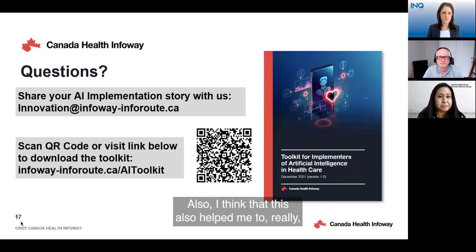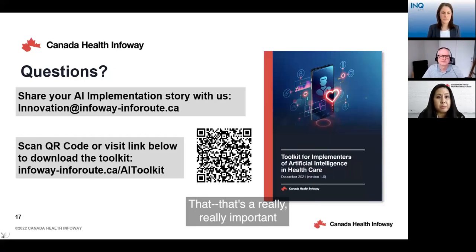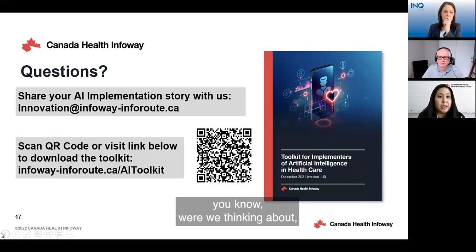Also, I think there's a point in our chat about risk tolerance. That's a really important point to raise, because to what extent were we thinking about the appetite for risk in adopting this AI technology?